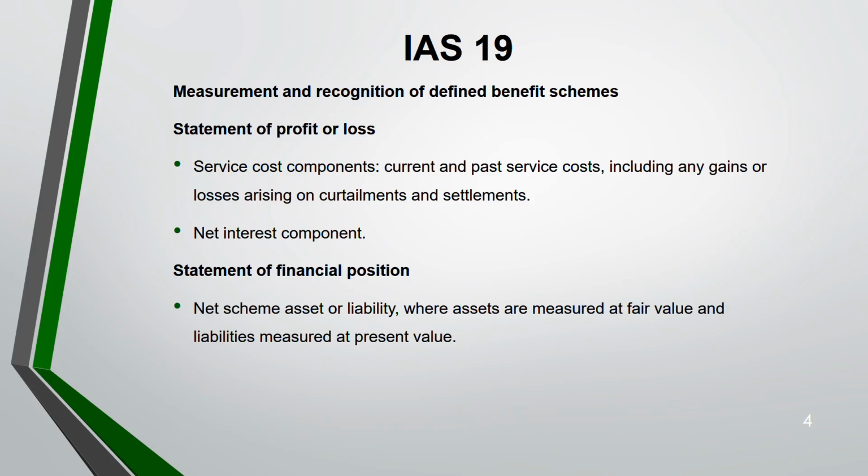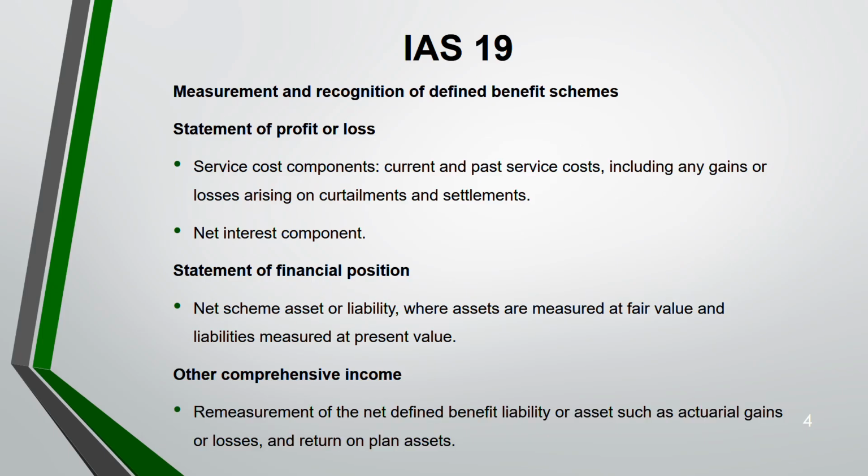In your statement of financial position, either it's an asset or a liability. The net scheme asset or liability will be recognized, and assets are measured at fair value, and if it's a liability, it will be measured at present value. This you have to remember: assets at fair value, liabilities at present value. And in other comprehensive income, the remeasurement of your net defined benefit liability or asset. Anything could be remeasured, such as actuarial gain or loss, and return on plan assets, which will be recognized in other comprehensive income, and will never be reclassified to P&L later on.